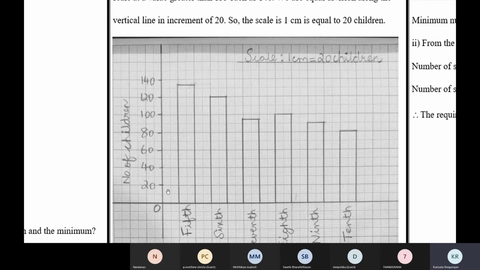If you want to read the numbers between, this is 20 and this is 40. You want to understand what value every subdivision holds between 20 and 40. This one is 20. This one is 40.